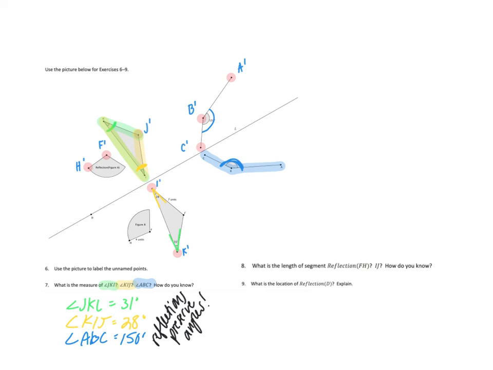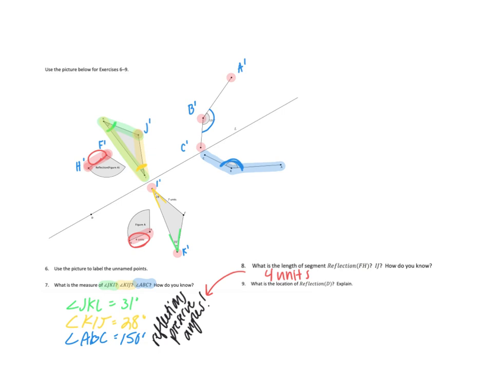All right. Number 8, it says, what is the length of segment reflection FH? So let's look for FH real quick. Looks like here's FH, and we're looking for the length of the reflection of FH. So FH prime. What would be that length? Well, this one is 4 units. So this is also going to be 4 units. How do we know? Reflections preserve lengths. Here's our explanation right here, same as before.